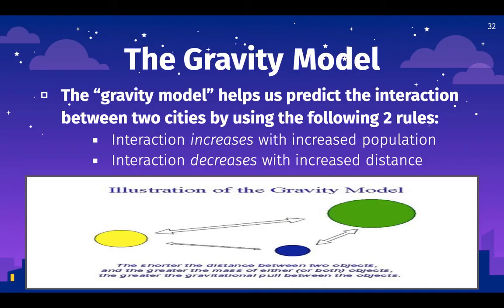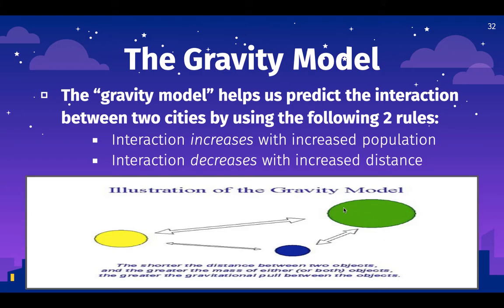Now, the gravity model isn't so concerned with population as much as it is interaction between cities. Now, population is taken into account here because what the gravity model says is that interaction between two cities will increase with increased population, and interaction between two cities will decrease with increased distance. In other words, the larger two cities are and the closer together they are, the more interaction people in those two cities are going to have with one another.